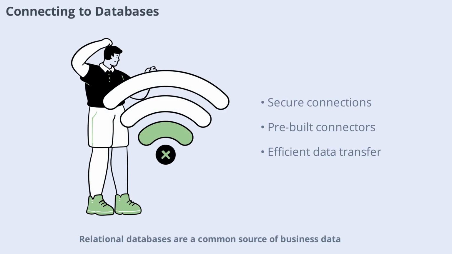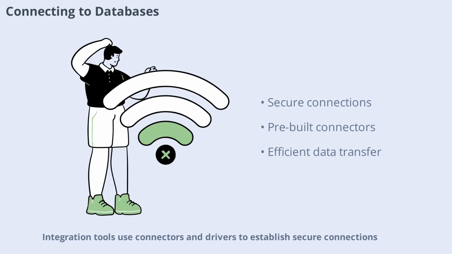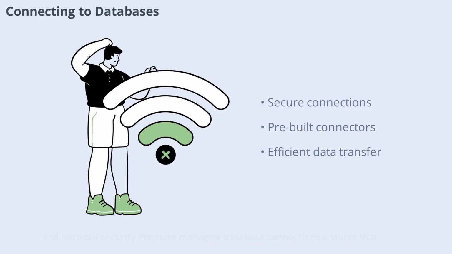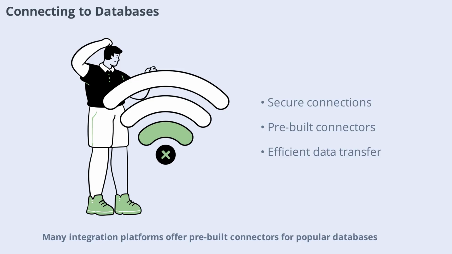Relational databases are a common source of business data. Integration tools use connectors and drivers to establish secure connections, extract data, and manage updates. These connections must be configured to handle authentication, data types, and network security. Properly managing database connections ensures that data is transferred accurately and efficiently, minimizing the risk of errors or data loss. Many integration platforms offer pre-built connectors for popular databases, simplifying the setup process.